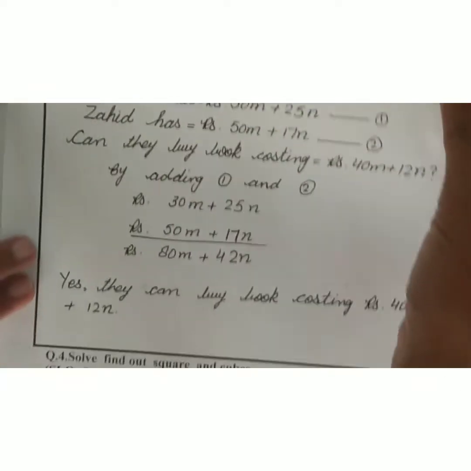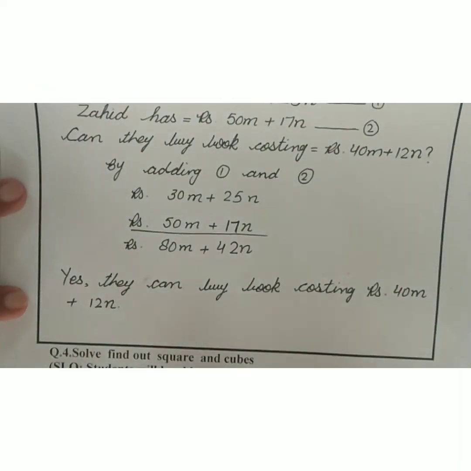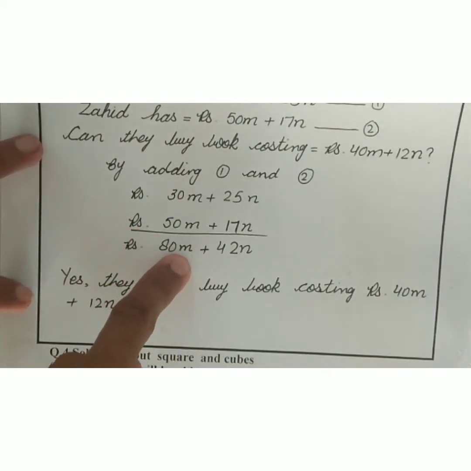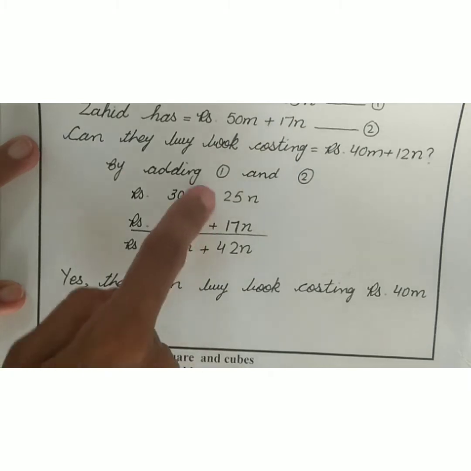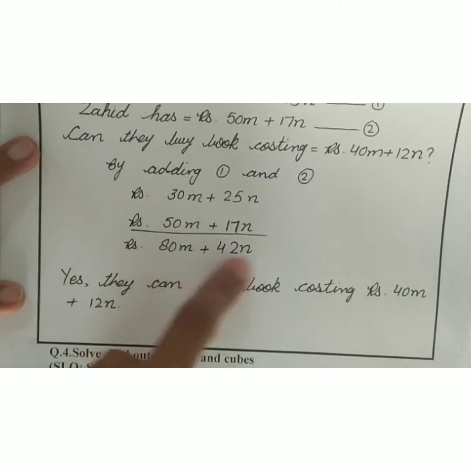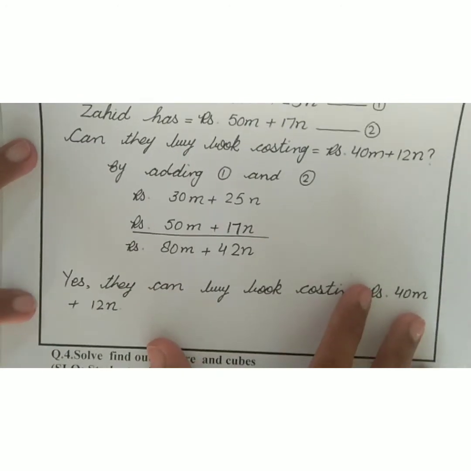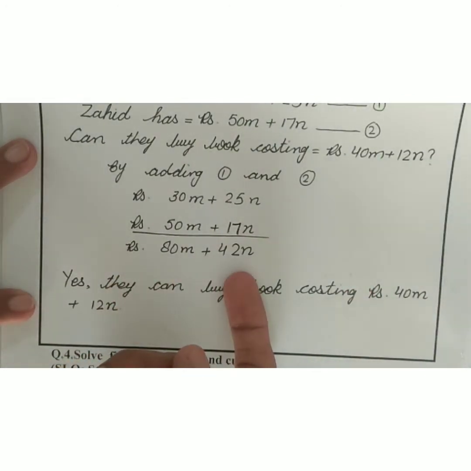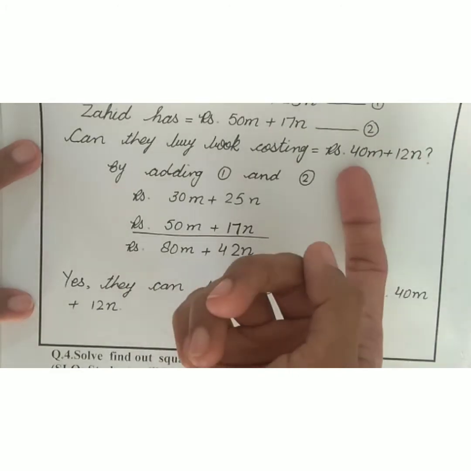30 plus 50 is 80. Here is m, so here is also m. Next we have 25 plus 17, 42n. Students, it means Umair and Zahid both have this amount and the price of the book is this.